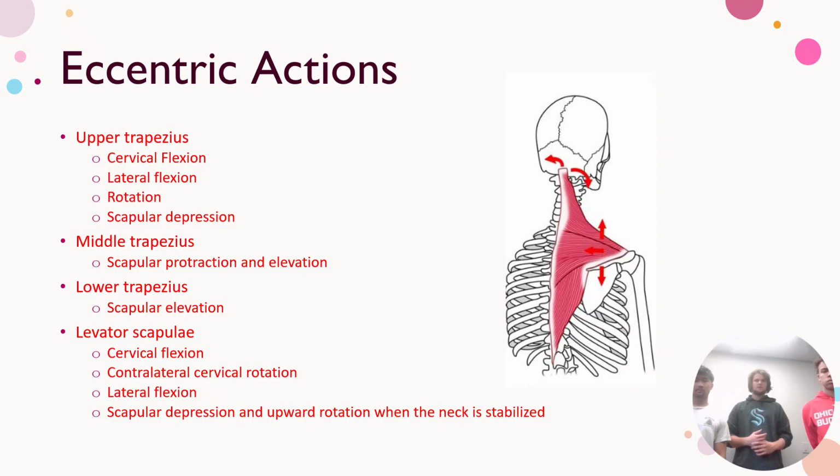The eccentric actions: the upper trapezius does cervical flexion, which is lowering your head, lateral flexion, rotation, and scapular depression. The middle trapezius does scapular protraction, which is pulling your shoulders forward. The lower trapezius does scapular elevation, and the levator scapulae eccentrically acts for cervical flexion again.